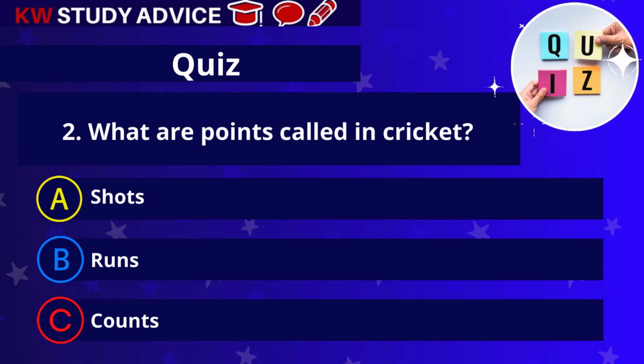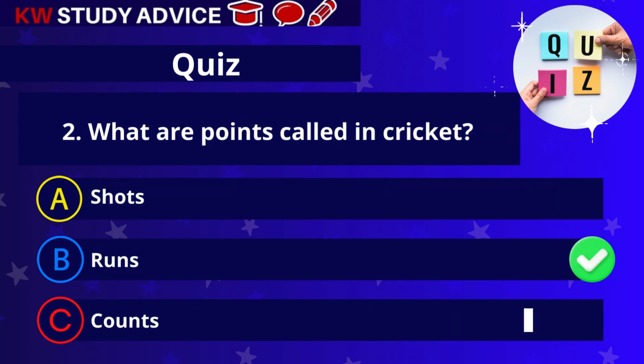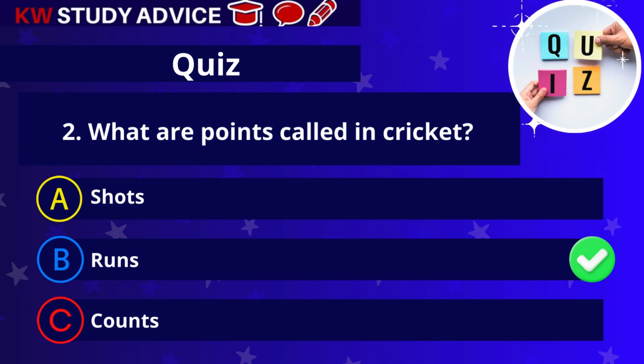Question number 2. What are the points called in cricket? Are they A, shots, B, runs, or C, counts? And the correct answer for question 2 is B, runs.